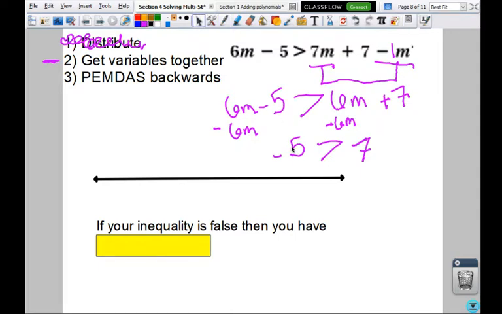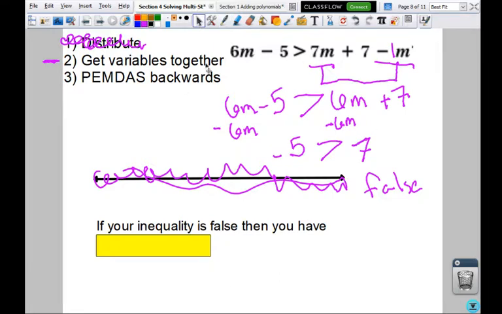I have negative 5 is greater than 7. Is that true? Is negative 5 greater than 7? Or is negative 5 bigger than 7? No, that's not true. So this is false. This is false, and like the last one, whenever you get something false, you don't need to graph it, so I actually put this there just to throw you off again.